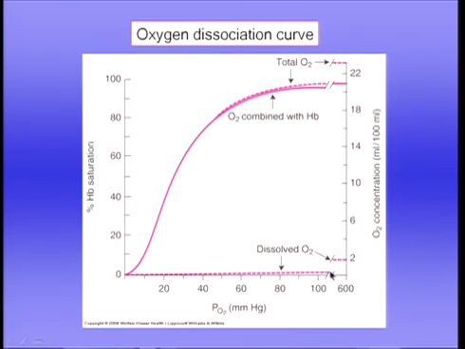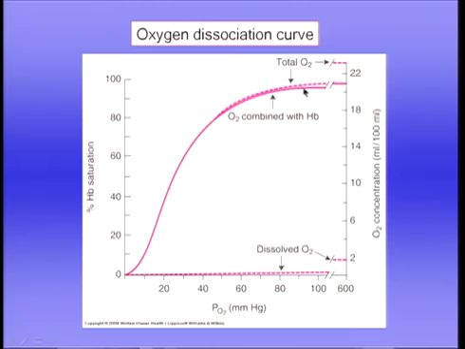If, however, as shown here, we increase the PO2 to about 600, which can occur in arterial blood when the subject is breathing 100% oxygen, then you can see that the amount of dissolved oxygen is substantially increased. But generally speaking, the dissolved oxygen is a very small fraction of the total oxygen in the blood.